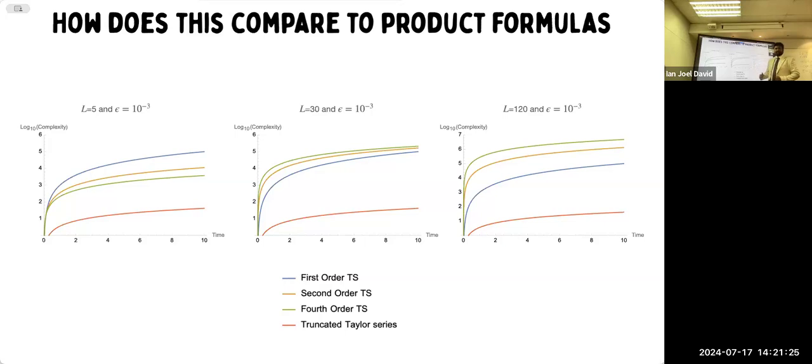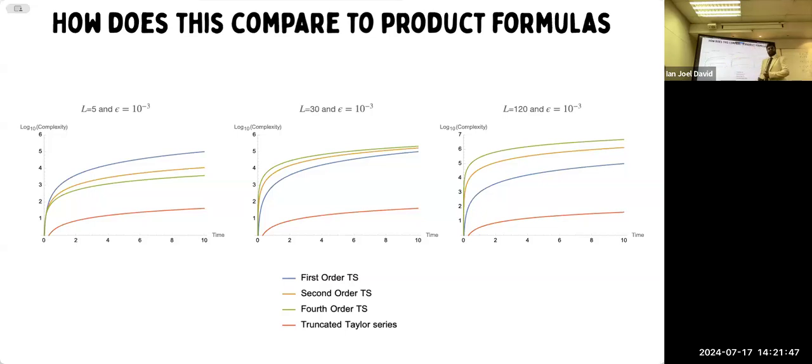And let's look at the complexity, so the log base 10 of the complexity, right? If you look at the first order Trotter formula, you see that for 5 terms in your Hamiltonian, it's going to have the most steps. And then the second order improves a little bit on that, and the fourth order is going to improve a bit on that even more. But the truncated Taylor series is drastically improved.